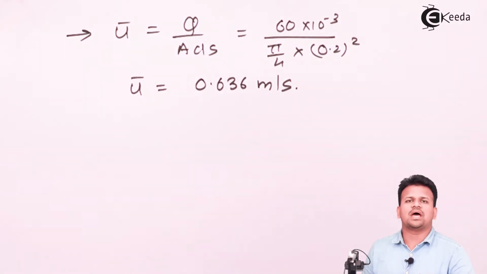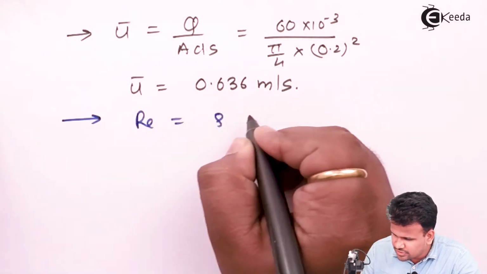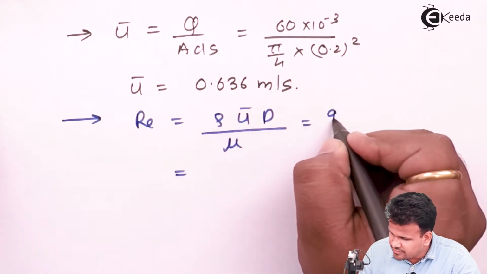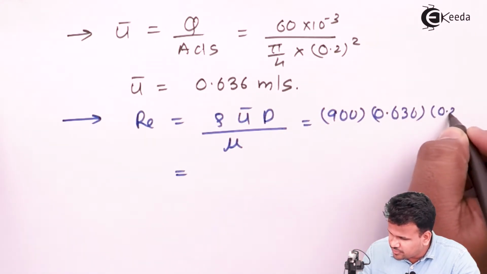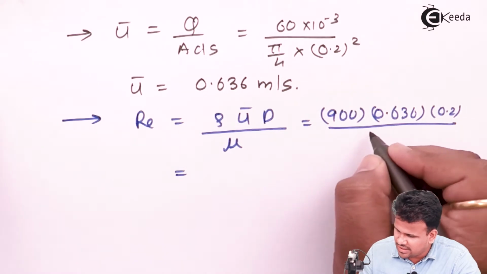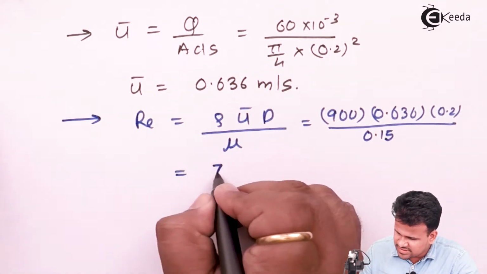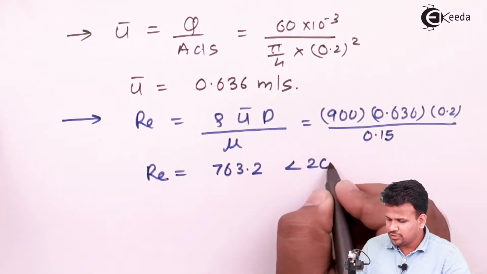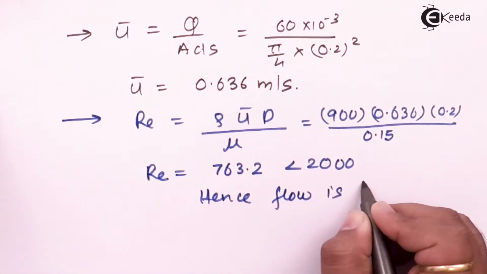Now whether this flow is a laminar flow or turbulent flow, we have no idea about that. For that, we should first calculate Reynolds number. Reynolds number is rho U bar D upon mu. The value of rho is 900, U bar is 0.36, D is 0.2, and mu is 0.15. On calculating all this, you come to a value of 763.2, that is the value of Reynolds number. It is less than 2000, hence the flow is laminar.